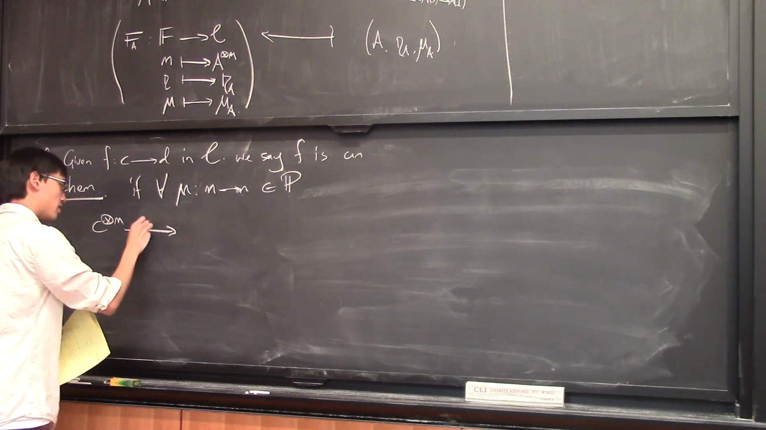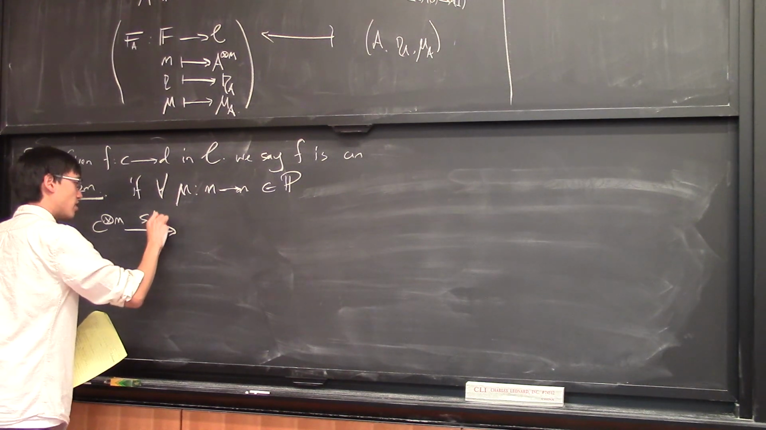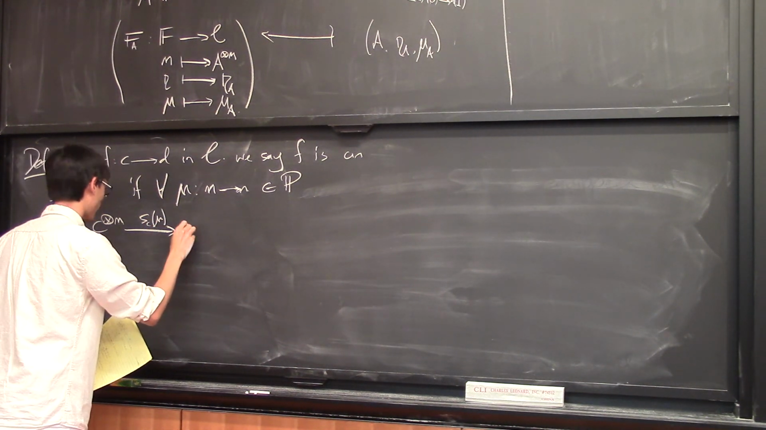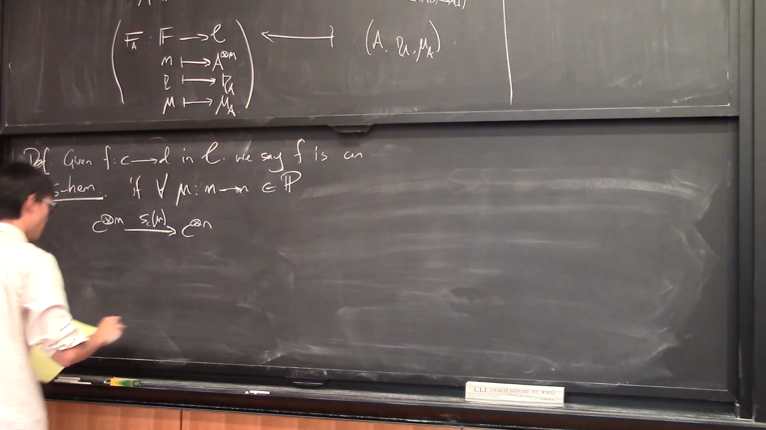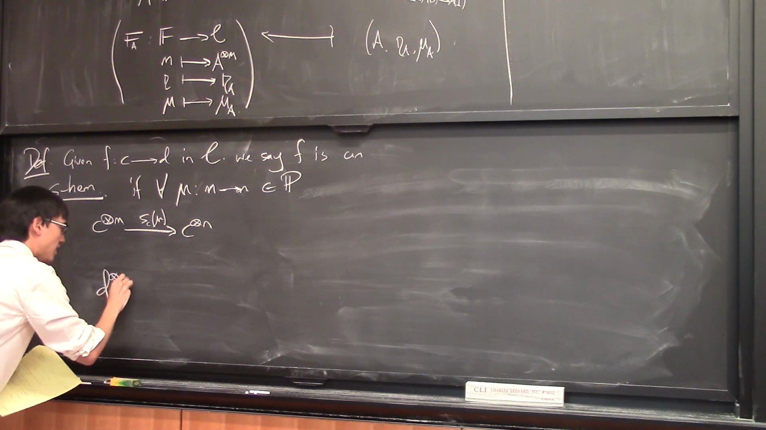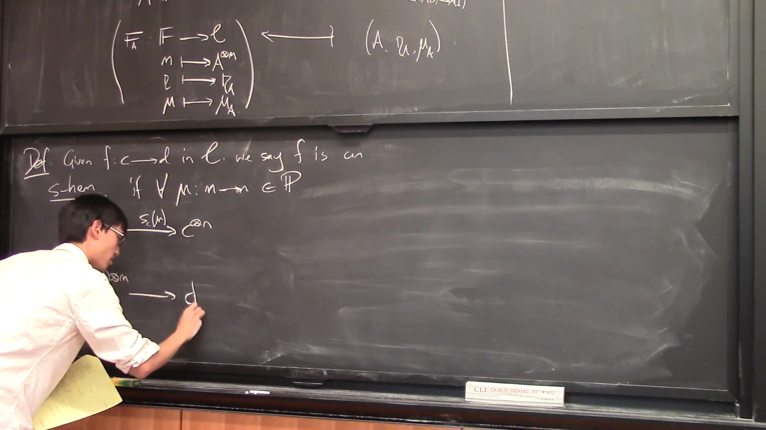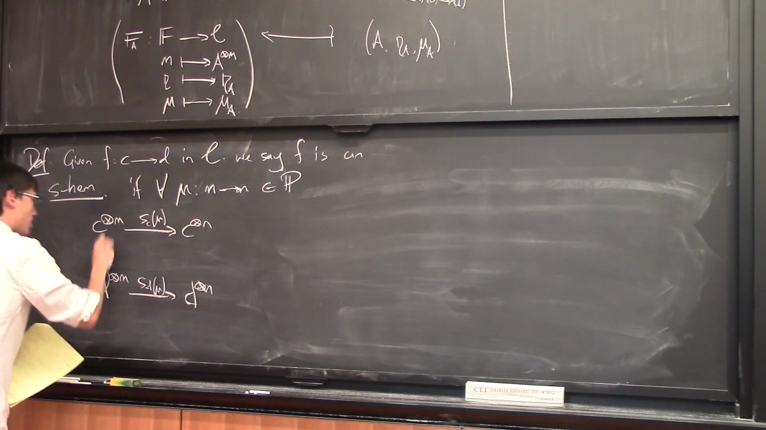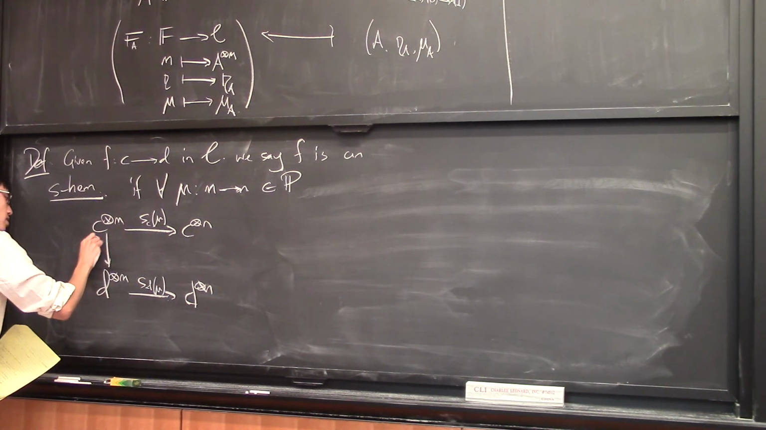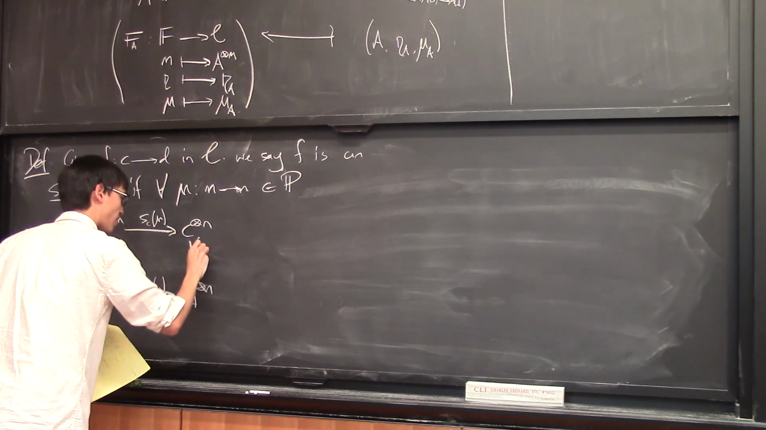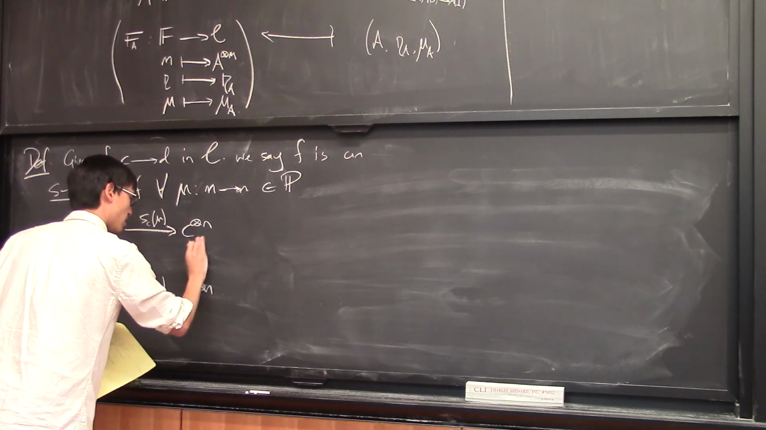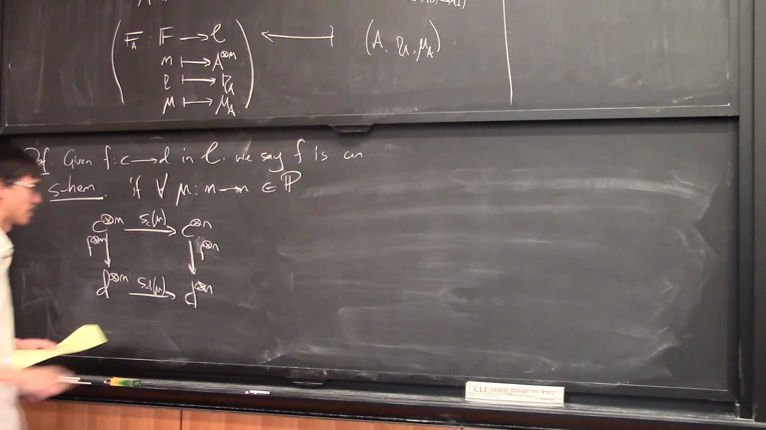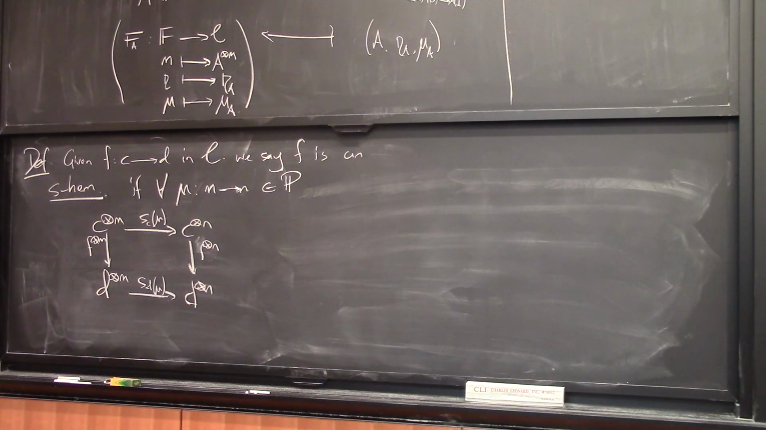Well, the supply gives us this map on C, from C to the M to C to the N. It also gives us a map on D, so D to the M to D to the N, which supplies D of mu. And we can go fiberwise and apply f on each factor. So this thing should commute.